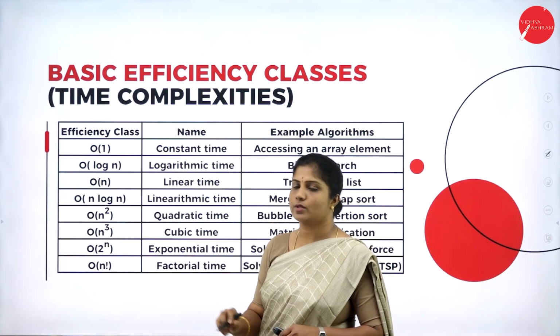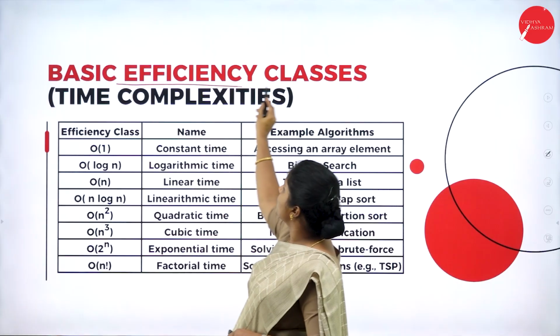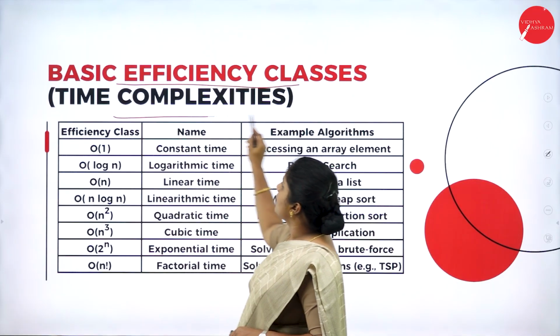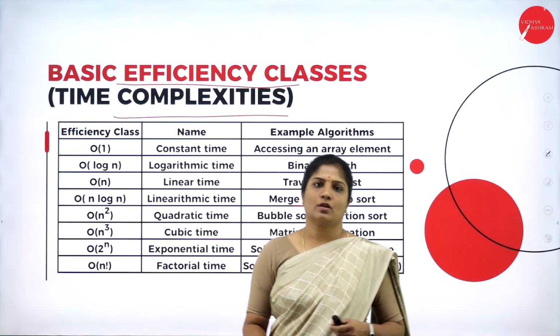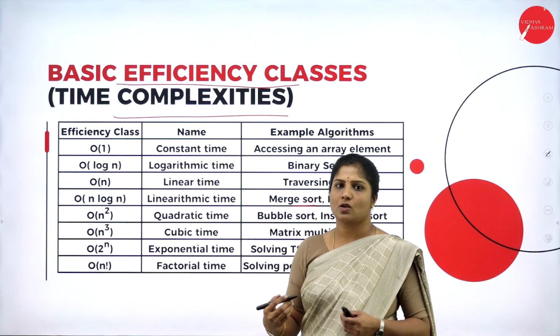Next, we are going to discuss the basic efficiency classes, that is, time complexity. The different examples include searching, sorting, and so on.